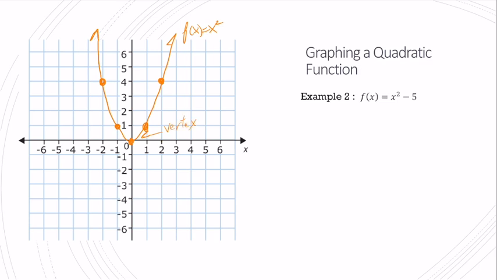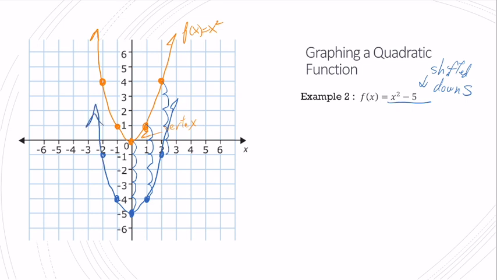So now I'm going to shift everything down 5. This is shifted down 5. So I'm going to take my vertex and shift it down 1, 2, 3, 4, 5. I'm going to take every point and shift it down 1, 2, 3, 4, 5. I know I've got some symmetry. So visualizing what goes on with these means I don't have to substitute in a whole bunch of x values. So this is my new function. This is f of x is x squared minus 5.